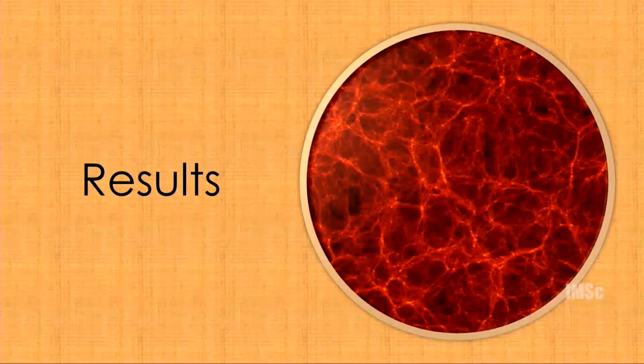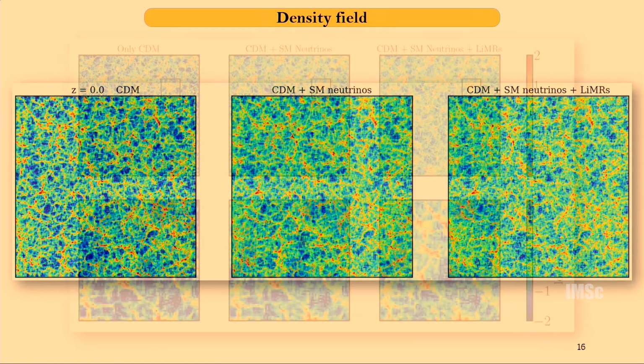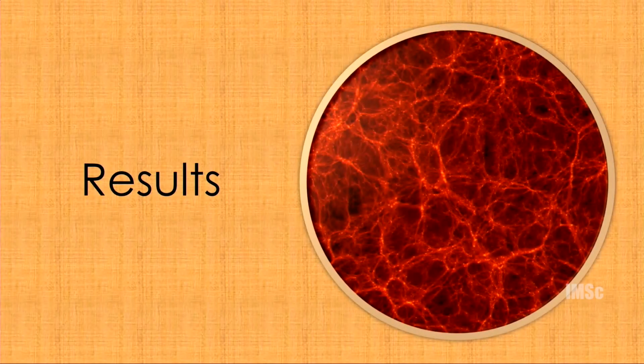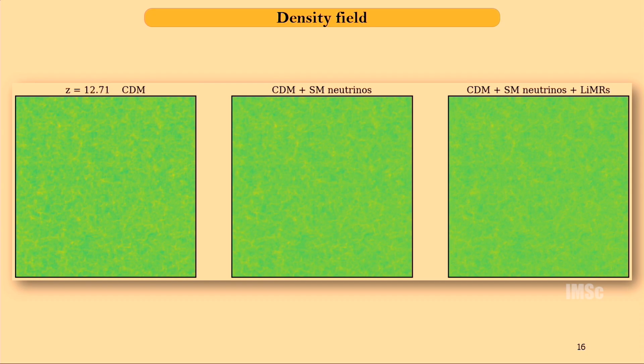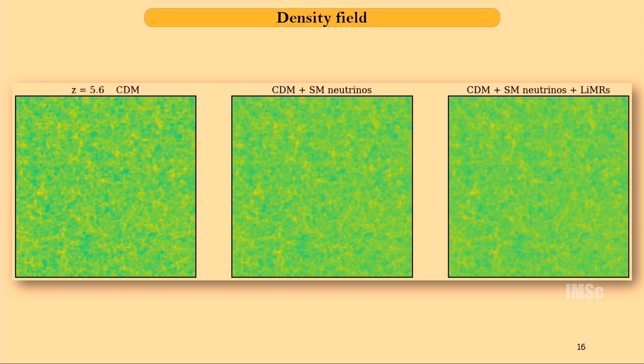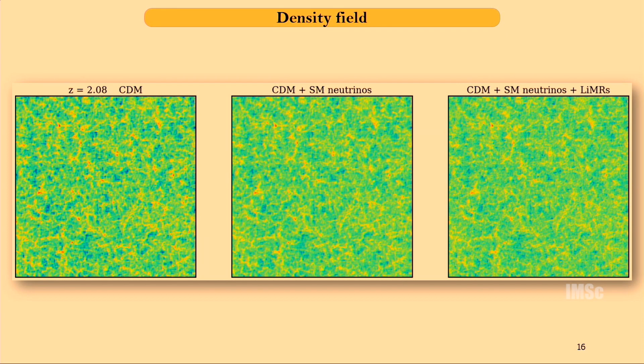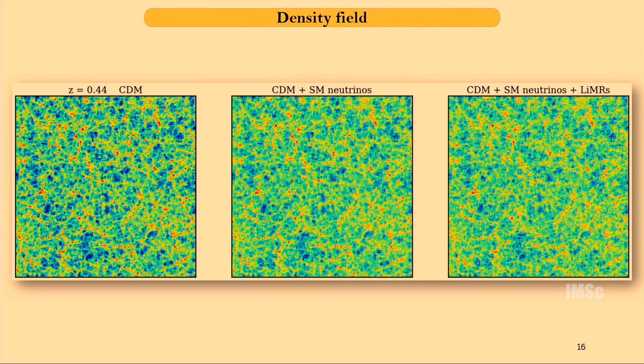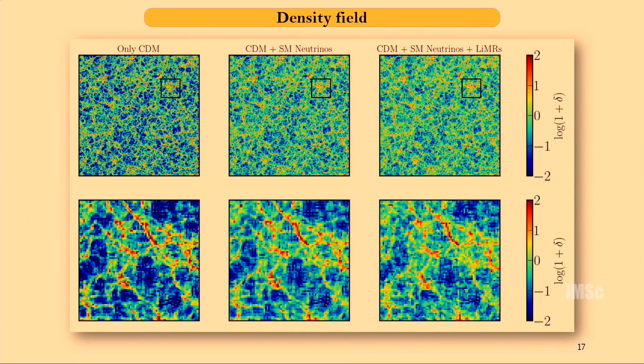Now I will show you the results. Before showing you some quantitative results, I would like to show you qualitatively how the structure formation is; structure is washed out due to the presence of these LiMR particles. So in this video, you can see for the first case where I have only CDM particle, here CDM with standard model neutrinos, and in this case we have all the 3 species. And if you cannot notice, then I also have the zoomed in picture for you.